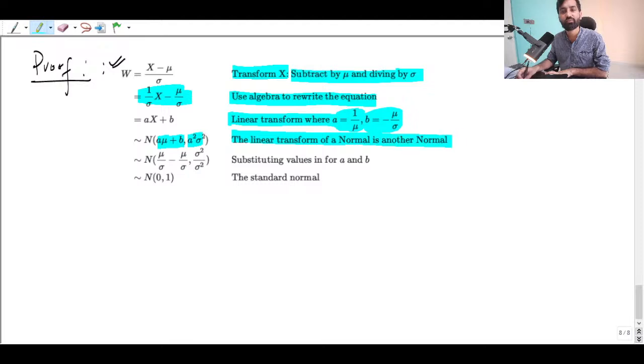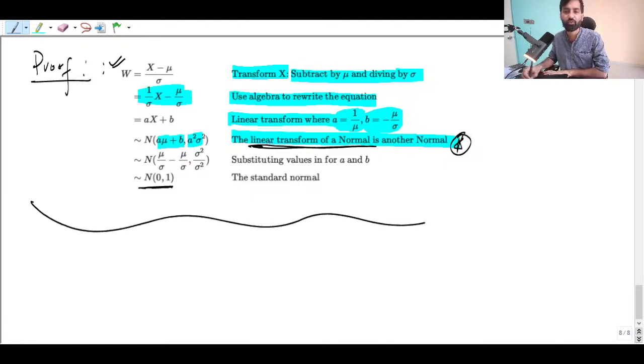The linear transformation of a normal is another normal. This is a very important statement. It is nothing but a Y equal to aX plus b kind of scenario, related by the straight line equation, and now you can find the mean and variance, so you will get this. I have given a very simple way of finding the mean and variance. It is a detailed proof.